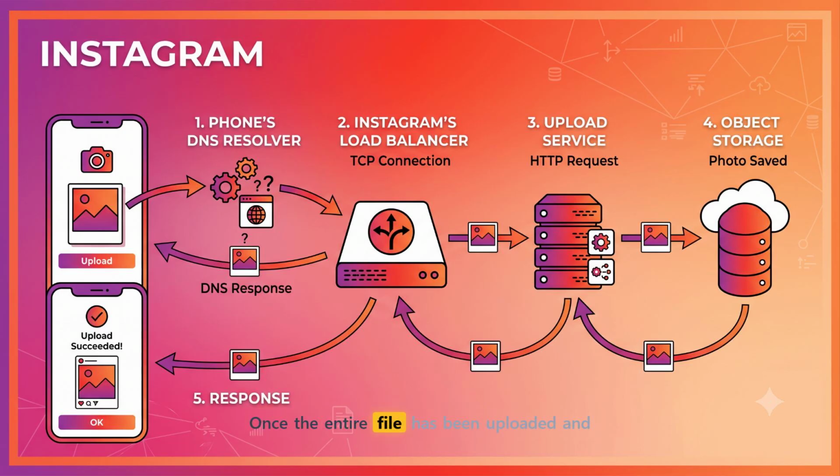Once the entire file has been uploaded and validated, the upload service passes it to task 4, object storage. This is the secure permanent home for your content, where the image is actually written and saved. After a successful write operation, a confirmation message travels all the way back up the chain. Finally, your device displays task 5, the simple upload succeeded confirmation you see on your screen. Everything has worked, but what happens when this entire system is brought down by one fundamental coding flaw?